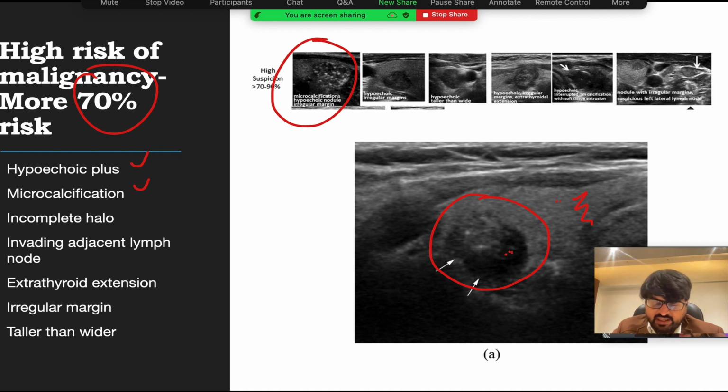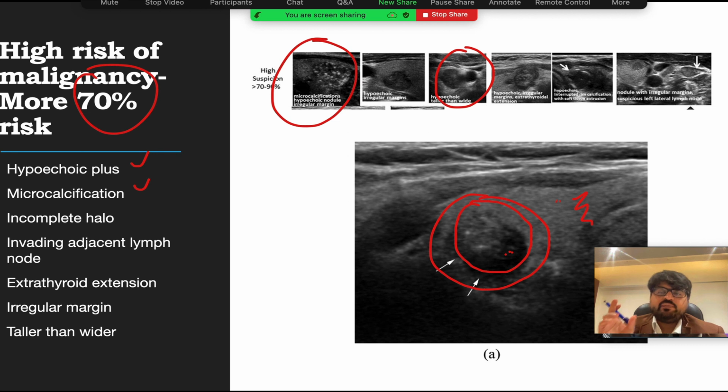If you have an incomplete halo, the halo is basically the tissue surrounding the nodule. And if you have this halo which is incomplete, you can see here perhaps, yeah, this is the picture where you have an incomplete halo. You can see some tissue coming out of this halo. Again, this is more likely to be malignant. If you have an invasion of the local lymph nodes, so if you have lymph node involvement, or extrathyroidal extension, or irregular margins of the nodule, all these things suggest a higher possibility of malignancy.